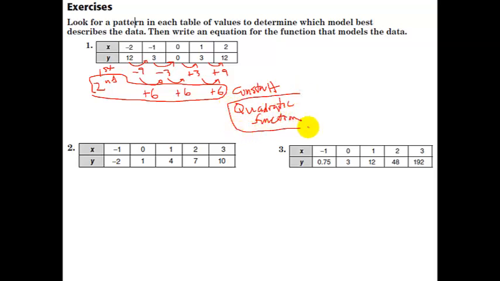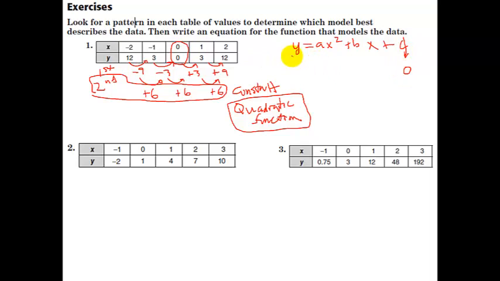Okay? Once we've identified that we have a quadratic function, we know it has to have the form y equals ax squared plus bx plus c. Now we can use these values to try to figure out what the equation is. Well, we can look right here at this point (0, 0). That's the y-intercept, right? So that means our c value has to be 0.